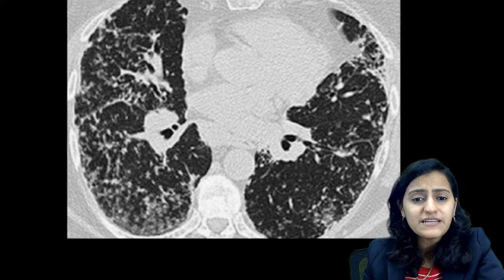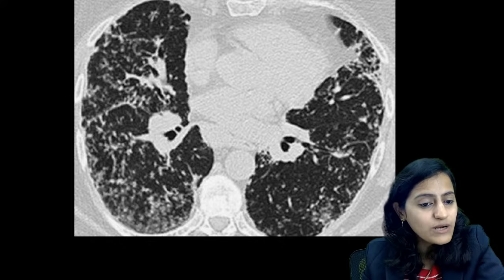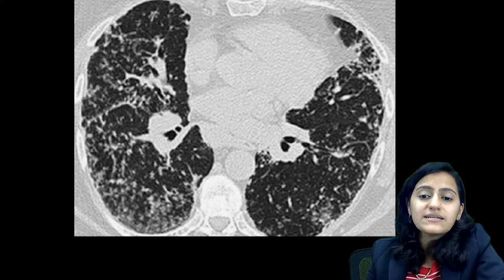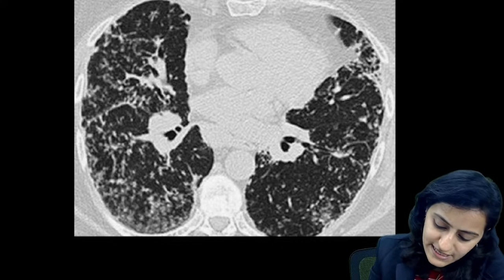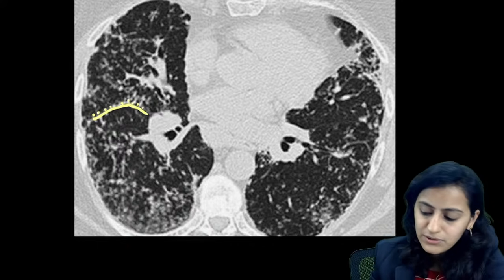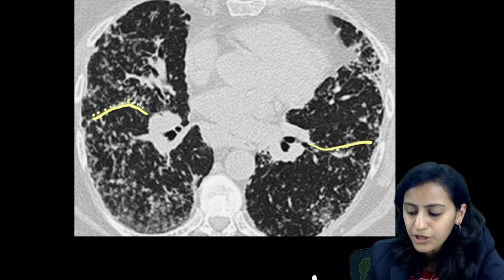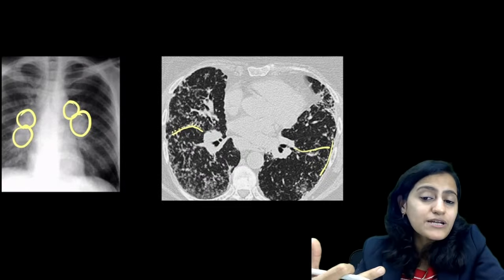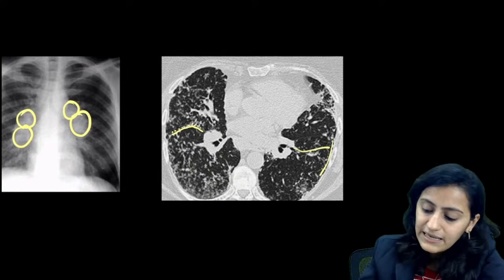Sarcoidosis. What is the feature on CT scan? What does it show on HRCT? So on HRCT, this is the fissure and you see the nodularity, the nodules along the fissures, the subpleural nodules, because sarcoidosis has lymphatic involvement.